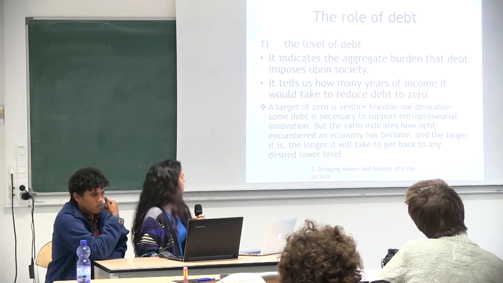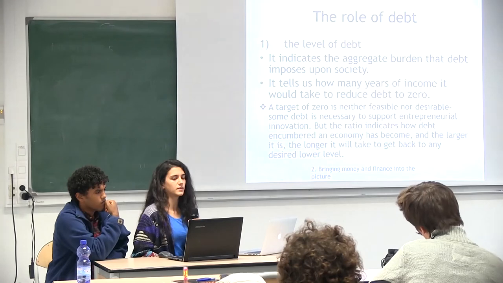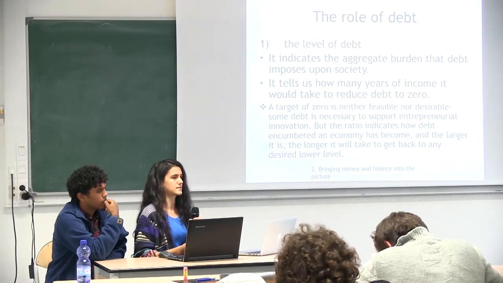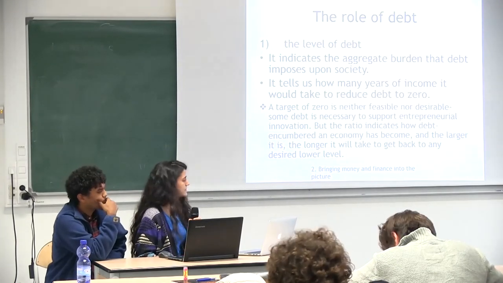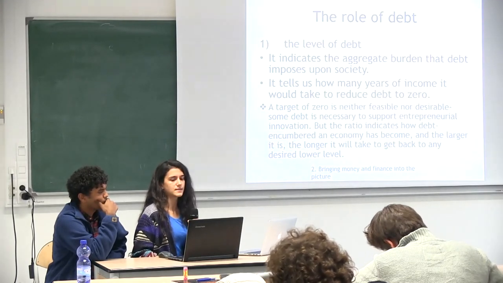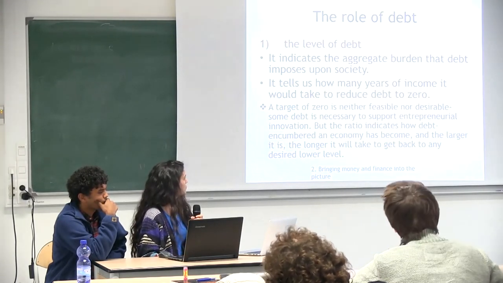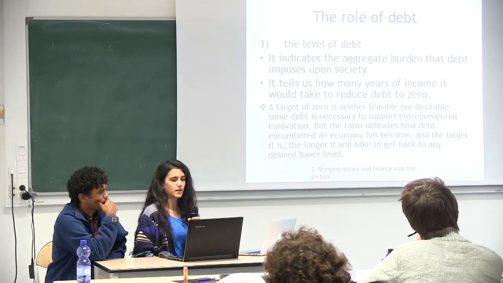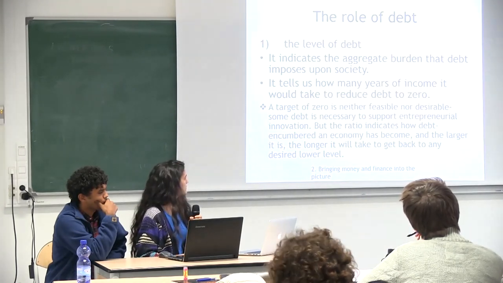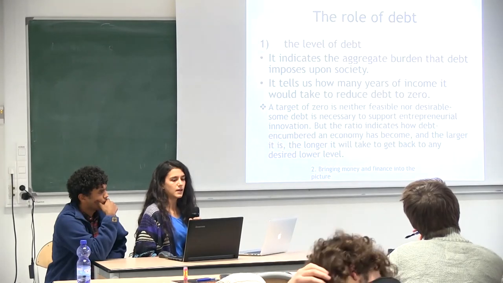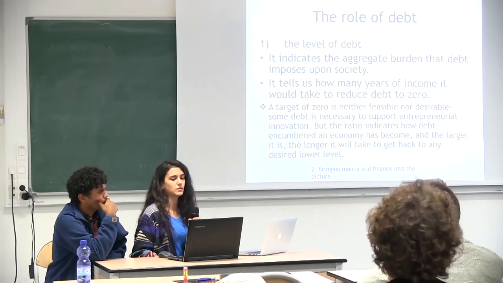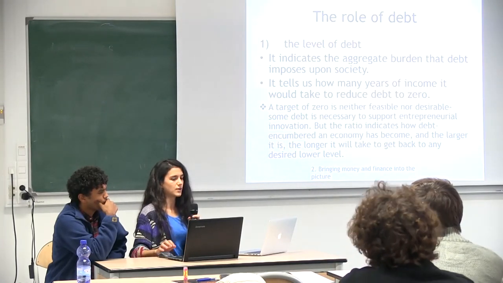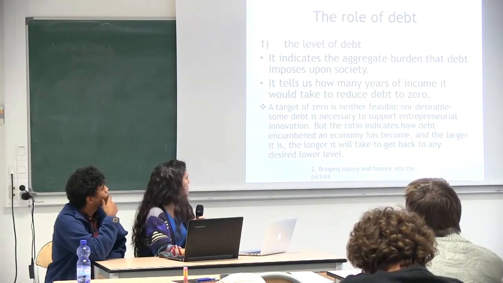Professor Keane posits the first indicator shows the aggregate burden that debt imposes upon society. Since the level of debt is a stock variable, while the level of GDP is a flow variable, this ratio tells us how many years of income it would take to reduce debt to zero. But as Professor Keane points out, a target of zero is neither feasible nor desirable, since some debt is needed to sustain entrepreneurial innovation. But at the least, the ratio indicates how debt encumbered an economy has become.